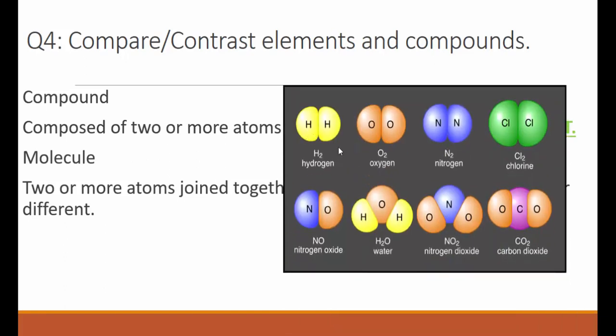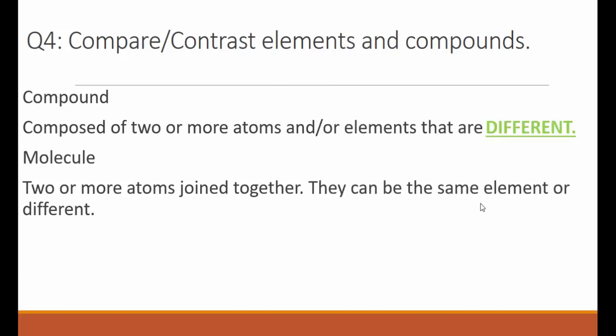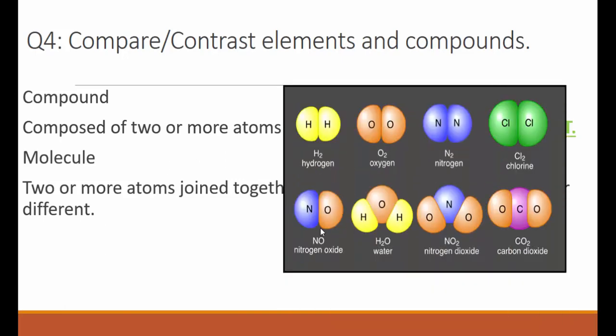Are these the same? Yes, they are. It's not a compound. It is a molecule. We have 1, 2, 3, 4 molecules. But if I look at the definition, it says they can be the same or different. Well, these are also different. So we have 8 molecules, 1, 2, 3, 4, 5, 6, 7, 8, but only 4 compounds.